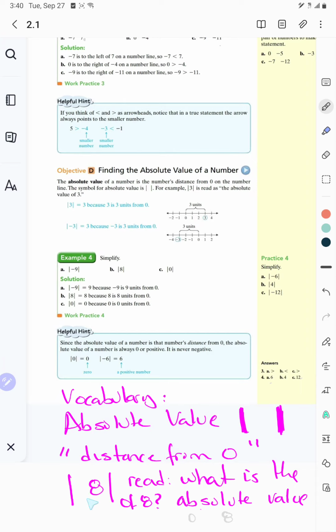And that means the distance of 8 from 0. If this is 0, here's 8. The distance between 8 and 0 is 8. So the absolute value of 8 is 8. Looking at this example here, the absolute value of -9 is 9, because between -9 and 0 are 9 units.